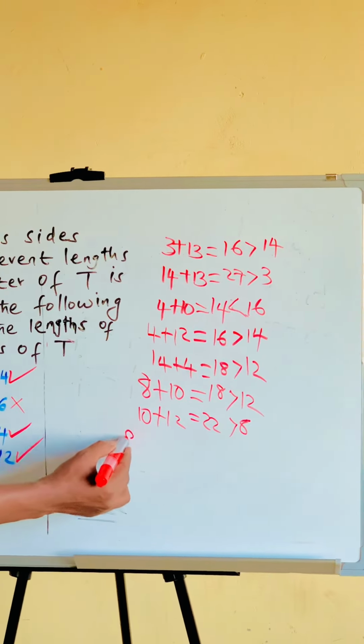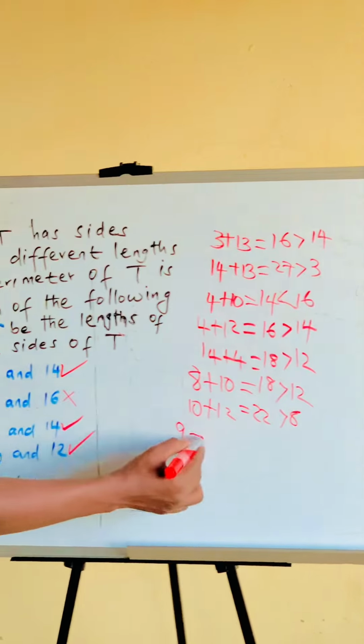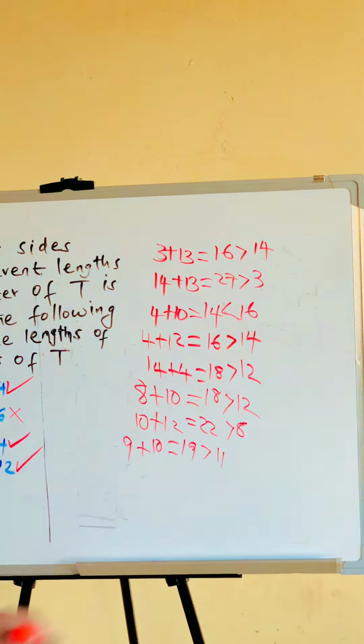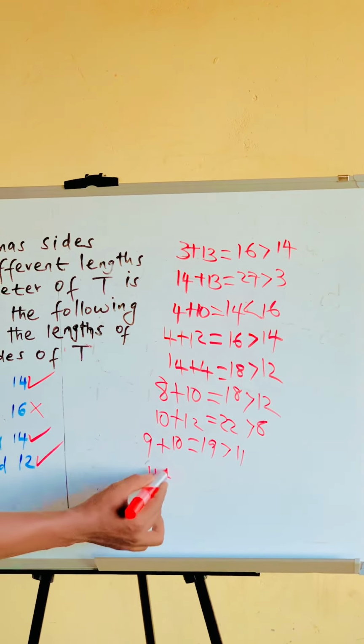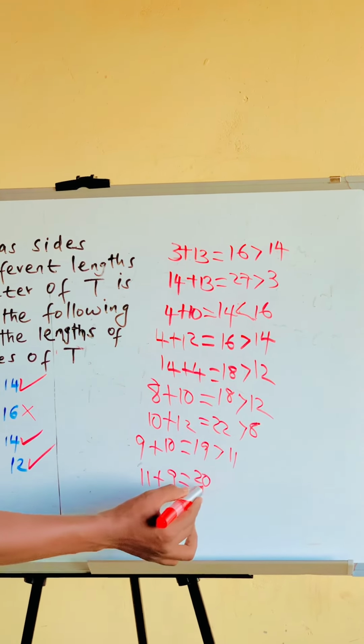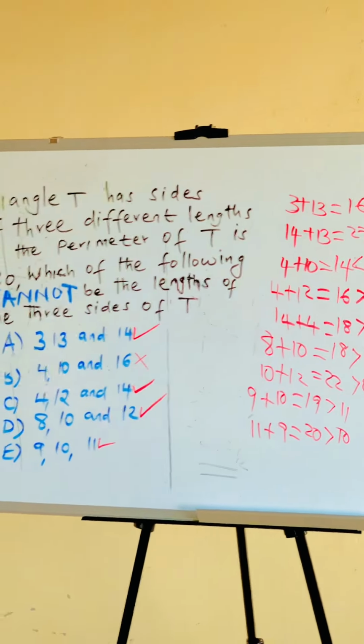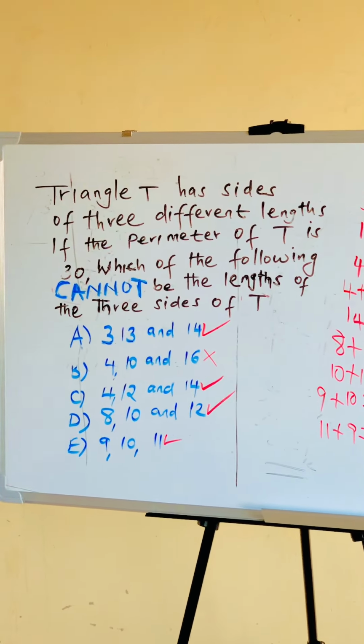Finally, answer choice E, 9 and 10 added together is 19, which is greater than 11. Similarly, 11 and 9 added together is 20, which is greater than the side 10. Also, E meets the triangle inequality theorem.